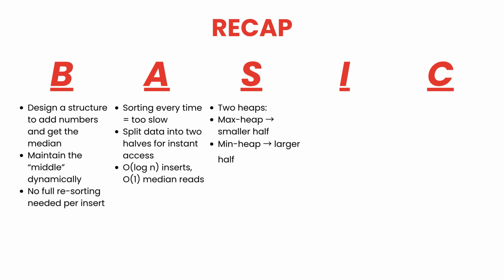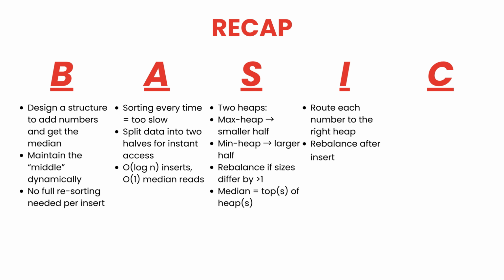Our plan uses two heaps, a max heap for the smaller half and a min heap for the larger half. Every new number goes to the appropriate side. Then we rebalance so sizes differ by at most 1. If both heaps are equal in size, the median is the average of their tops. If not, it's the top of the larger heap.